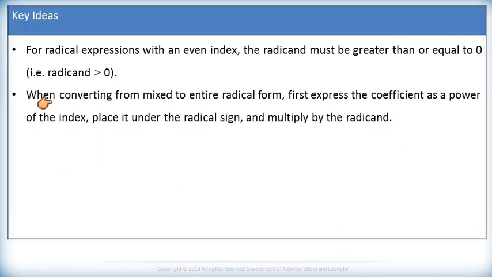Key ideas. For radical expressions with an even index, the radicand must be greater than or equal to 0. But notice it's with an even index. If it's an odd index, there's no restriction. When converting from mixed to entire radical form, first express the coefficient as the power of the index, place it under the radical sign, and multiply by the radicand.